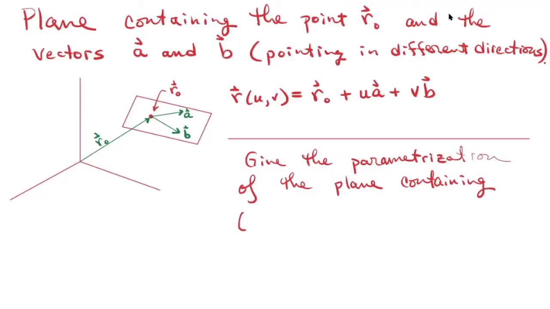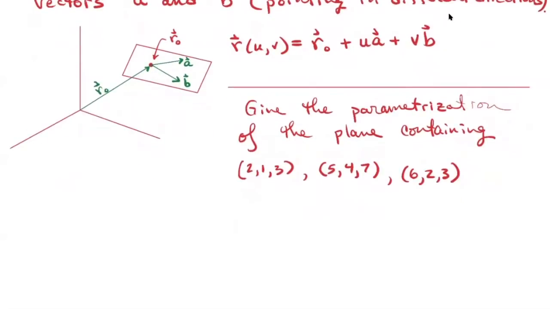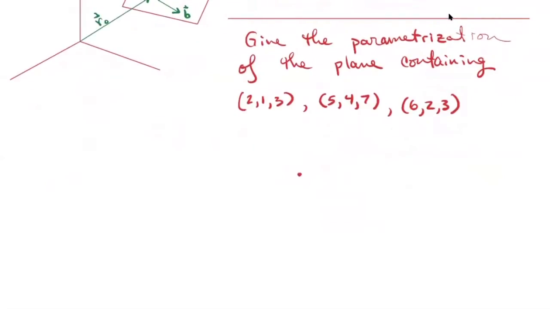So here are my points. I'm just going to make up 3 points. 2, 1, 3. Let's say 5, 4, 7, and 6, 1, 2. Let's do 6, 2, 3, bad. Okay. So basically what I'm seeing is 3 points, 1, 2, 3, like that. And so let's call them P, Q, and R. Okay, to simplify.